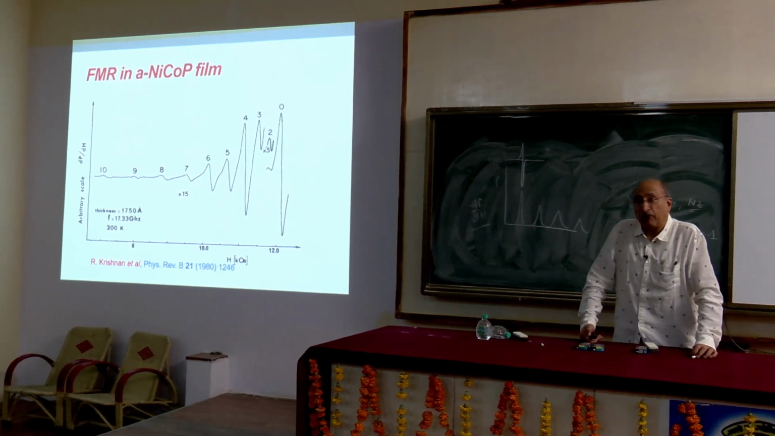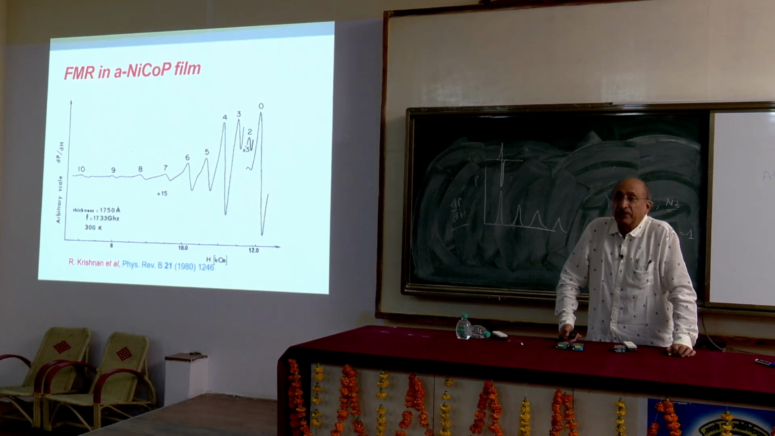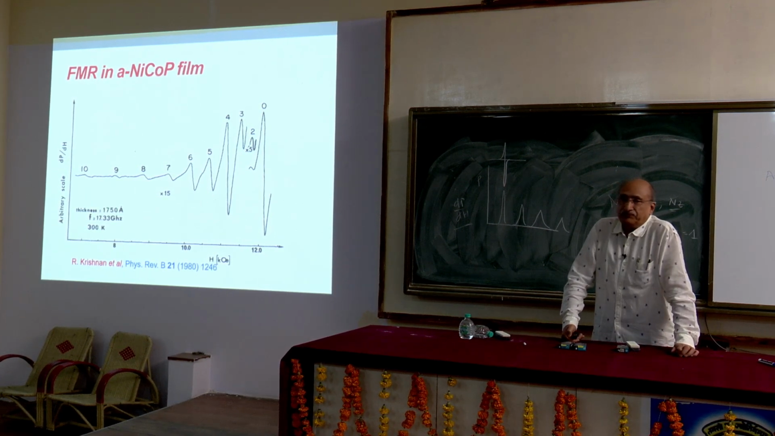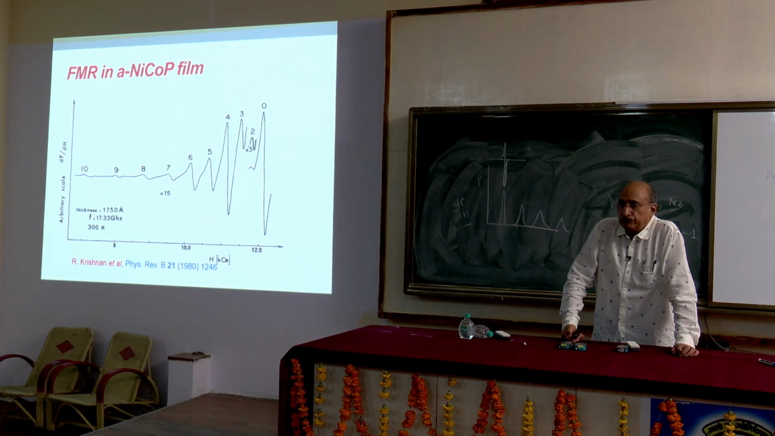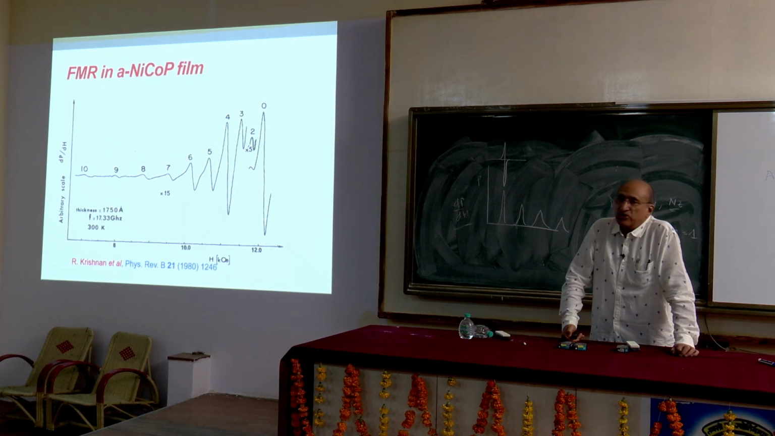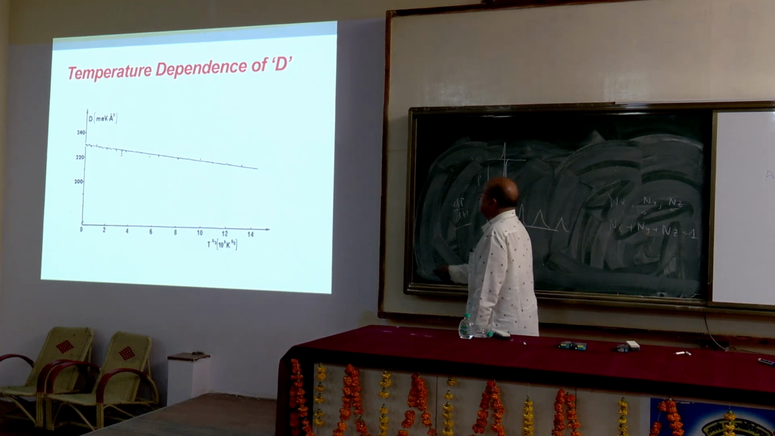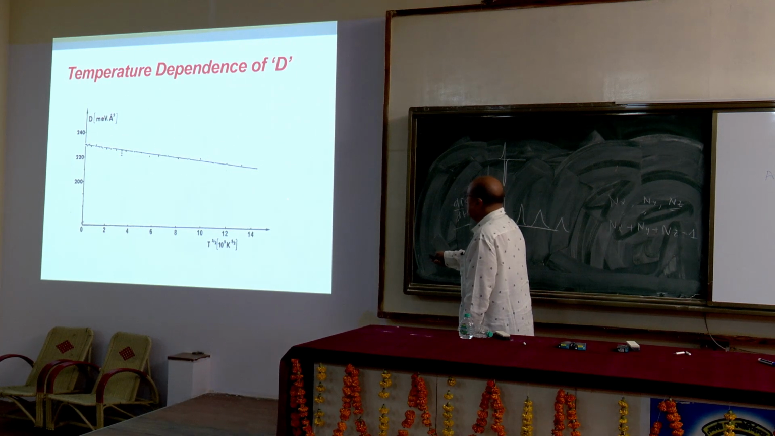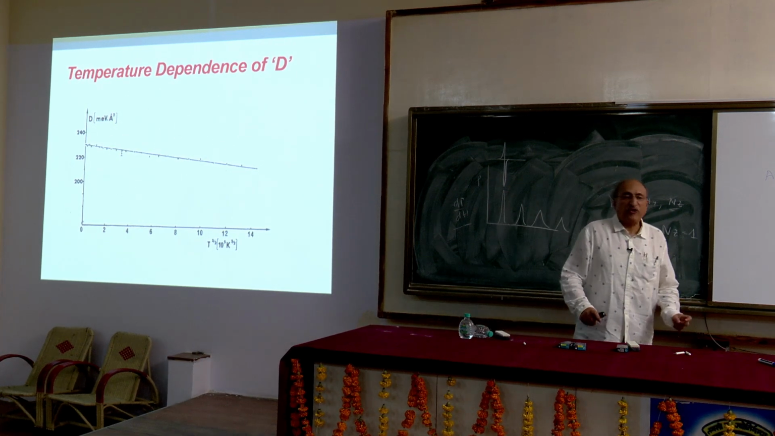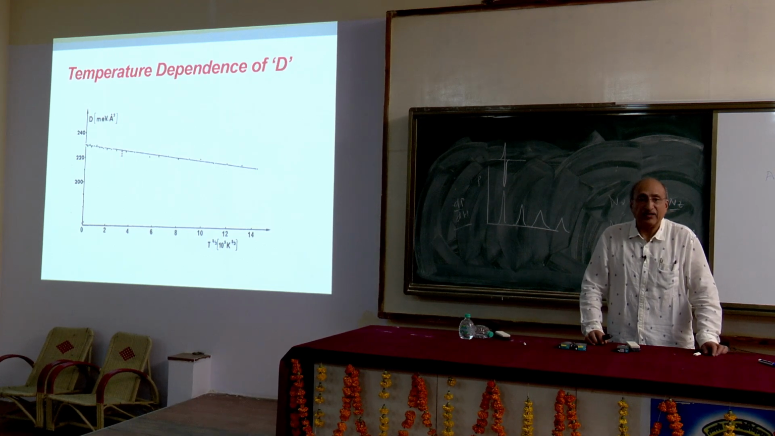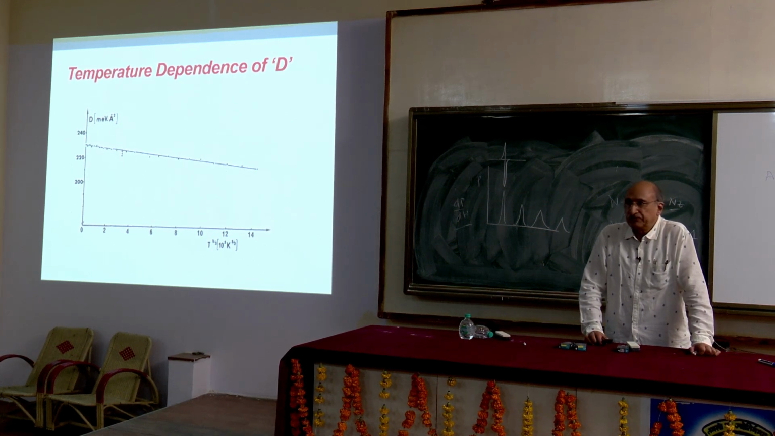This experiment we performed as a function of temperature, and we could evaluate D as a function of temperature, and fit it using spin wave theories. All these were possible using resonance experiments. This is the temperature dependence of D that we have found out. It shows T to the power 5/2 dependence according to spin wave theory, which we could show in this particular film.